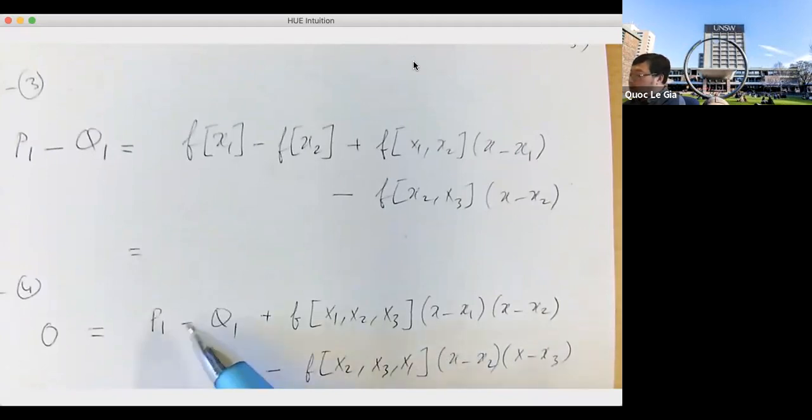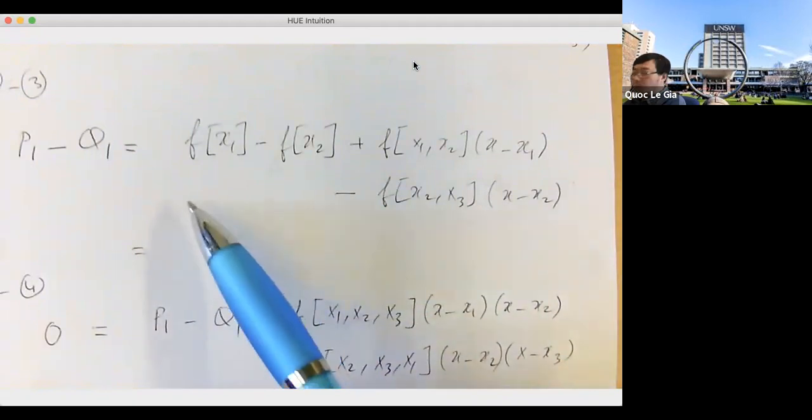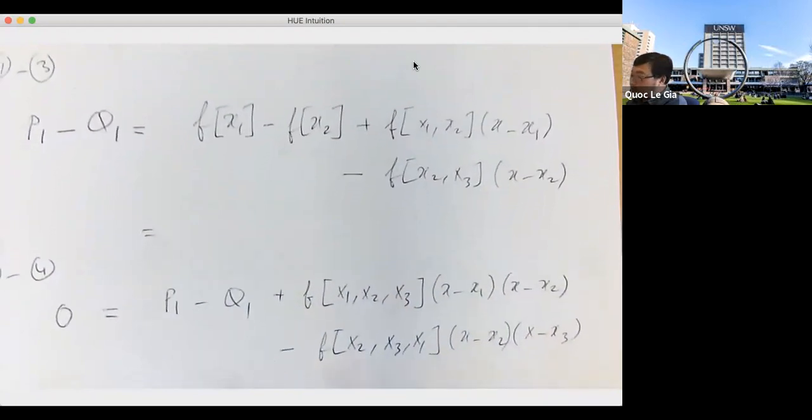So you see, if you compare this and this, P1 minus Q1 equals this, but this one is 0, is P1 minus Q1. So you can move this one to the left and negate the sign. Essentially, you get the same, yeah. So maybe we do that.